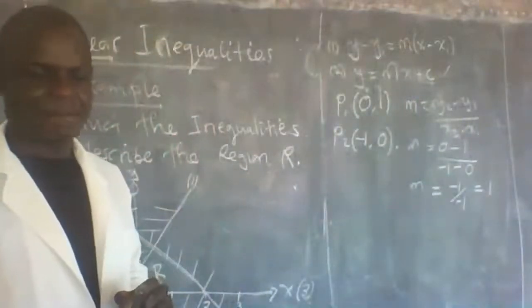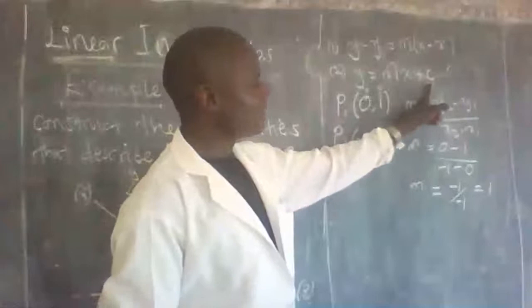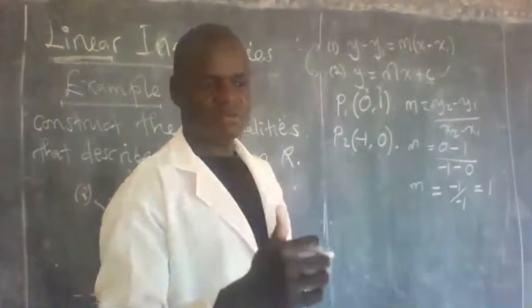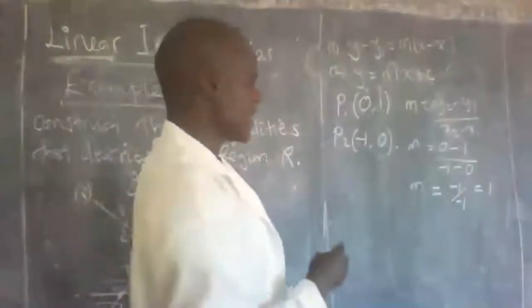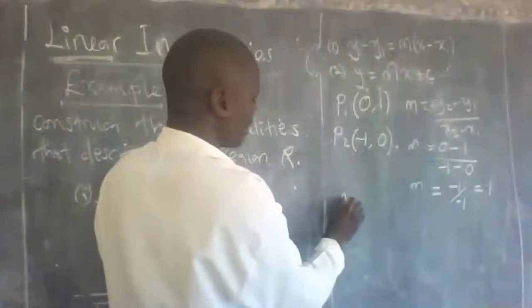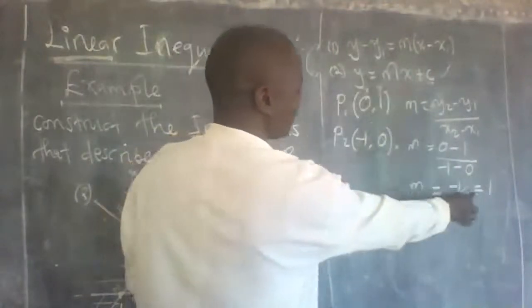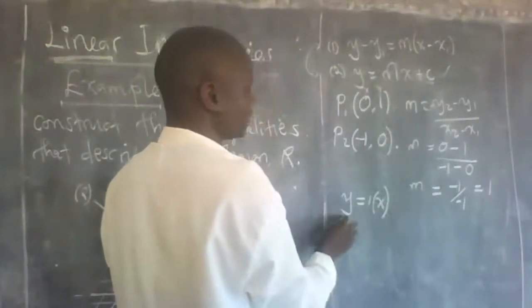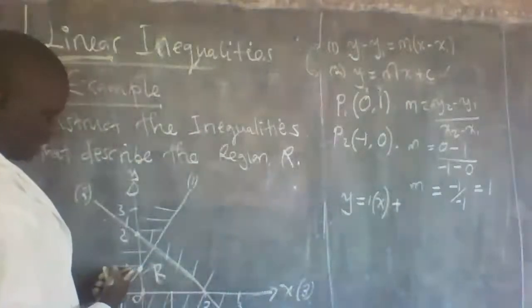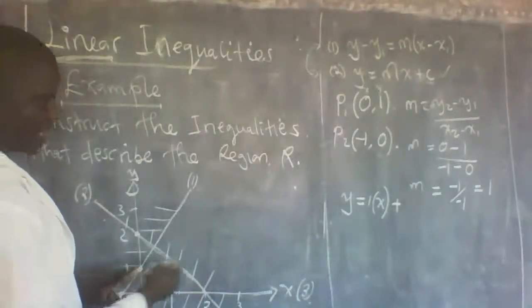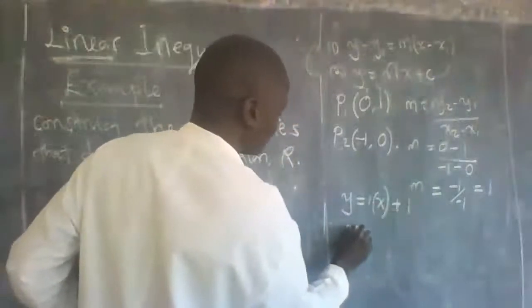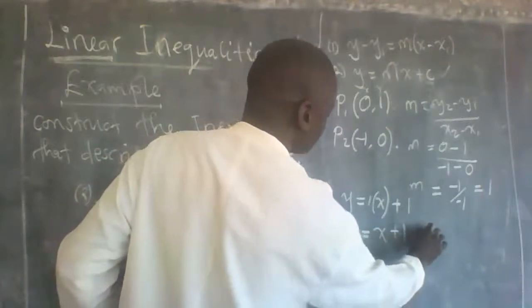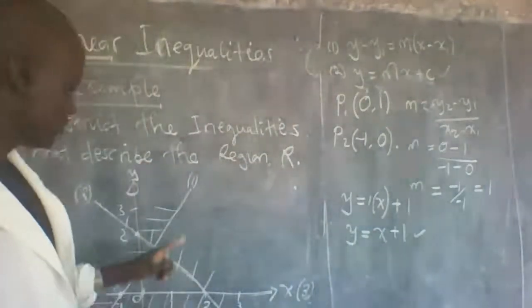That is my gradient. So if I know my gradient, I know my intercept, then it becomes easier for me to know how to find the equation of a straight line. So I'm going to say y is equal to what is my m? My m is 1. Then what is my x? X is a variable, you don't substitute. The plus, what is the y-intercept? The y-intercept here is 1. So plus 1. Therefore, the equation is y is equal to 1 times x, which is x plus 1. This is the equation that was used to draw this line.